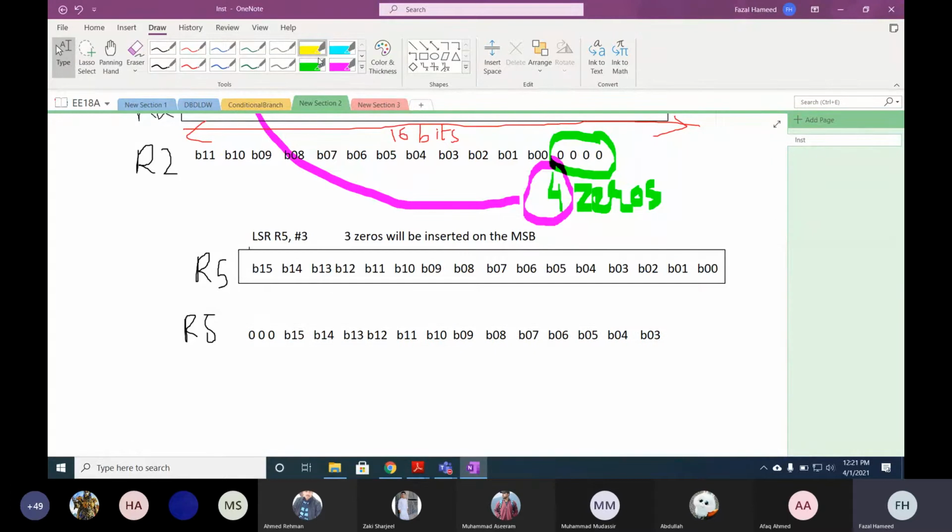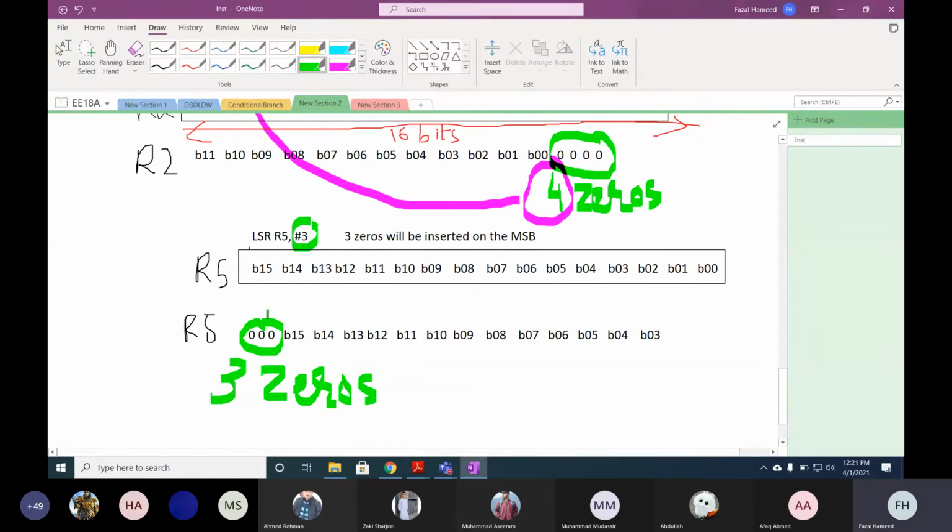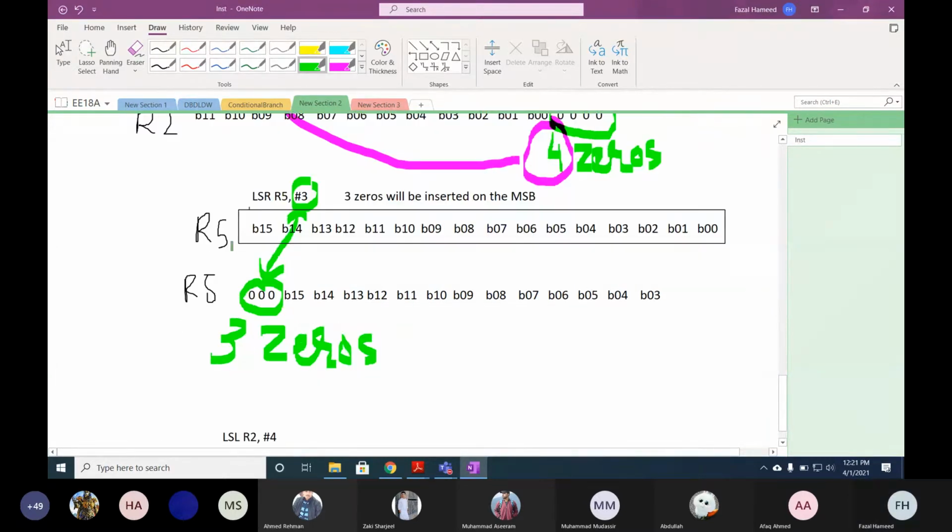So if we look at this example, how many zeros are inserted? 3 zeros are inserted. Why 3 zeros? Because we have mentioned in the operand that it should be shifted by 3 places. Okay, so you got the logical shift left and logical shift right, or not?